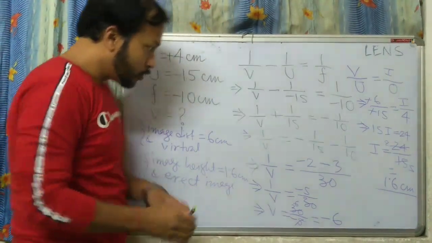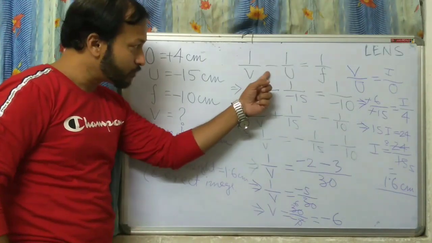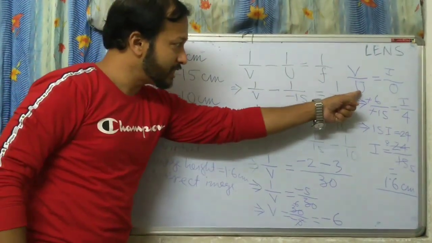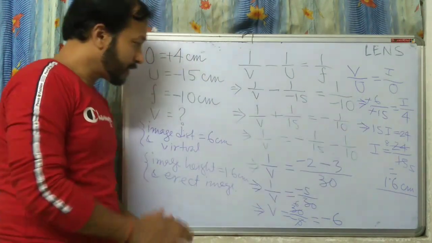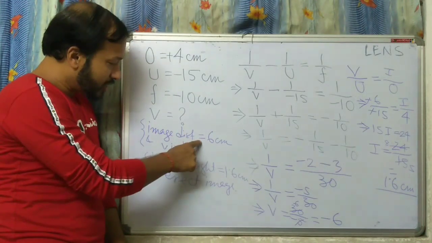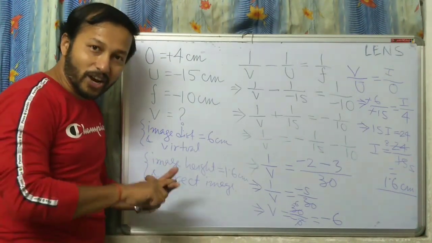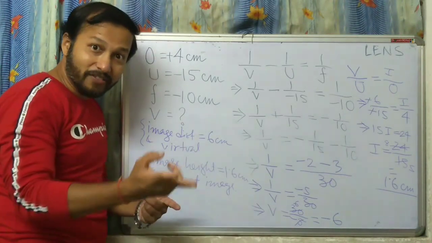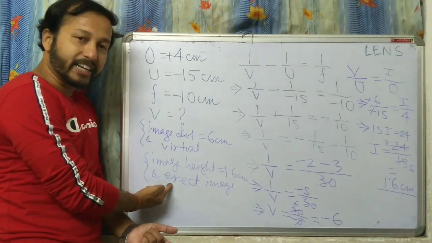So you saw the whole numerical. Two formulas are there: the lens formula, and this is the formula to find the image height. Also we got the image distance, image height, and nature. Nature means real or virtual, erect or inverted, both we got. It's a virtual image and it's an erect image.